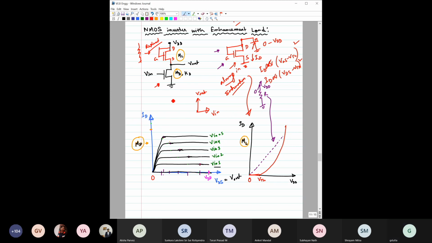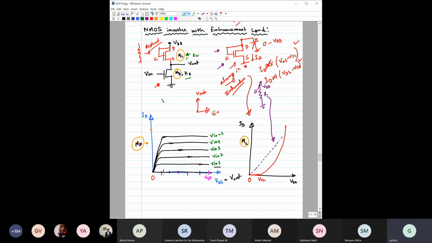You are right. Giving a shift towards the positive x-axis with VDD. So we have to invert this, then shift it, and then superimpose. Very good. We use the term ML to indicate this transistor, which is the load, and MD to indicate this transistor, which is the driver. For the driver and load we indicate the basic transistor parameter as KD and KL.